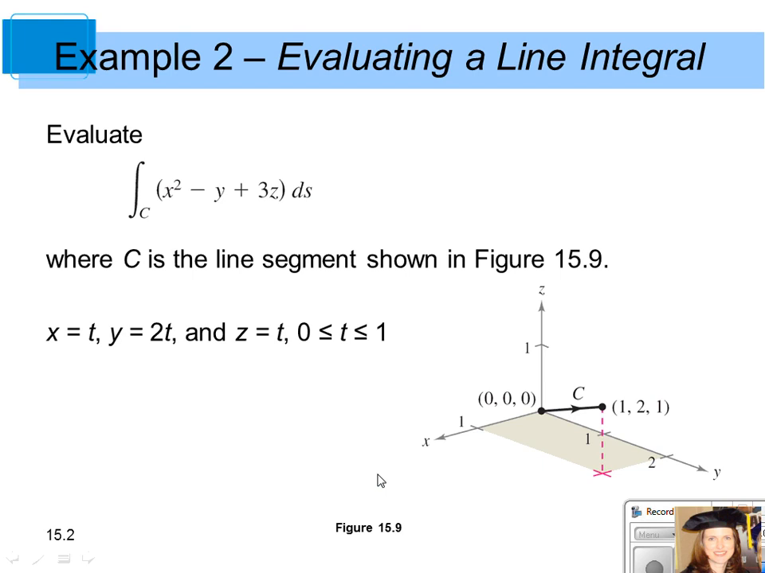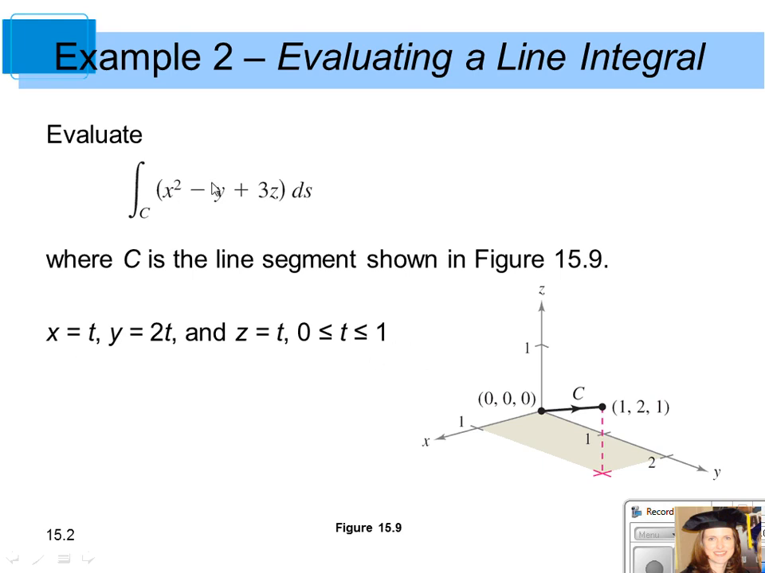In this example, we're going to be evaluating a line integral. Let's evaluate this line integral over the path C of x squared minus y plus 3z ds. If you're given the path here from the point 0, 0, 0 to the point 1, 2, 1, you may need to come up with your own parametrization. Here is one such parametrization. You can let x equal t, you can let y equal 2t, and z equal t, and then your time interval would be from 0 to 1.